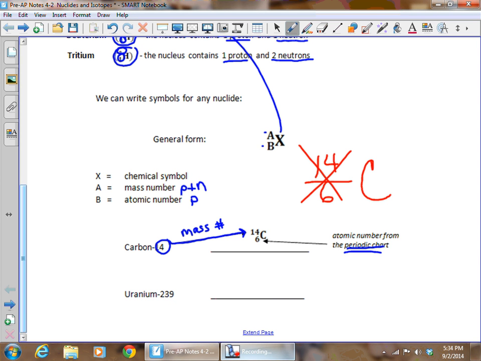So hopefully you paused this and looked at uranium. First of all, the symbol is going to be U for uranium, and we already established that the top number is going to be that 239, the number in the nuclide name. And the bottom number comes from the chart, and if you look up uranium on the periodic table, you're going to find that it's 92. So that's the nuclide symbol for uranium-239.